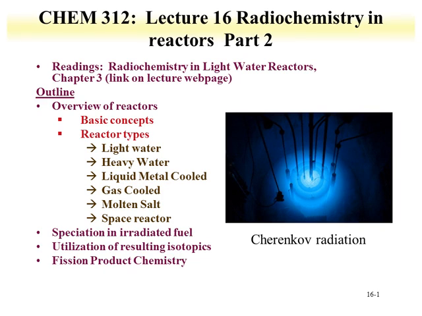Welcome to part 2 of lecture 16 on radiochemistry in reactors for chemistry 312. Part 2 will cover speciation of radionuclides in irradiated fuel, utilization of these resulting isotopes and how information about reactor chemistry and reactor behavior can be inferred, and a general discussion on fission product chemistry.